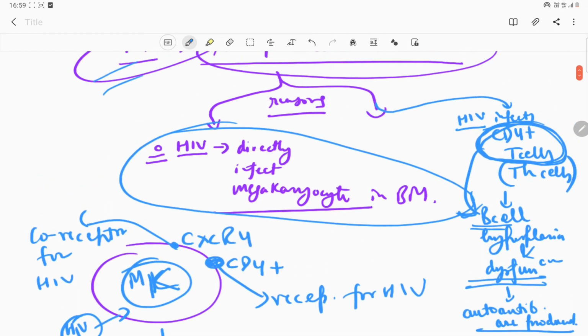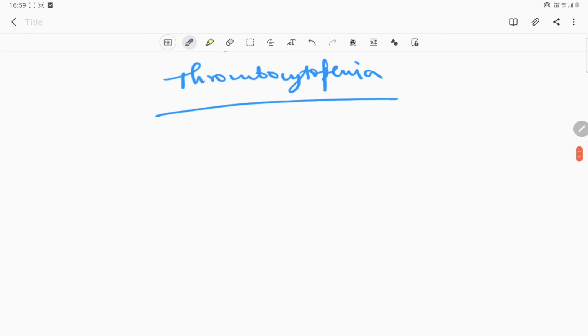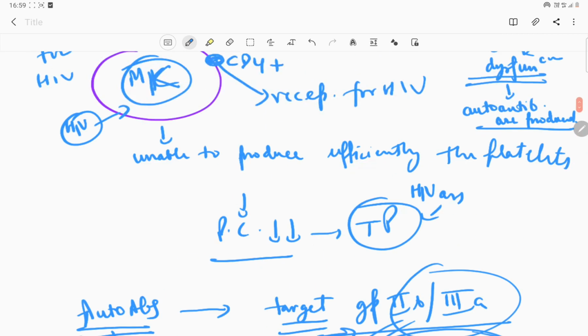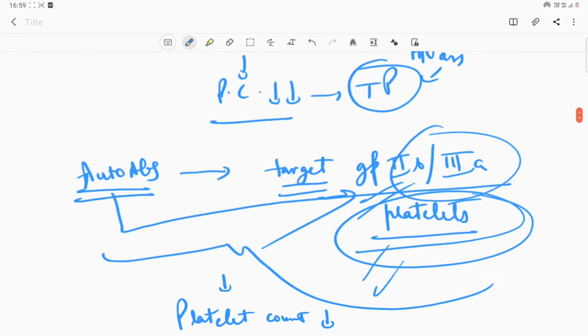Hence, we have studied the two mechanisms. One last mechanism, in some patients, can be due to immune complex deposition. The immune complexes can be deposited on platelets in HIV infection, which can again lead to thrombocytopenia. So the main two mechanisms were those; this was the very rare mechanism which can happen in HIV infection.